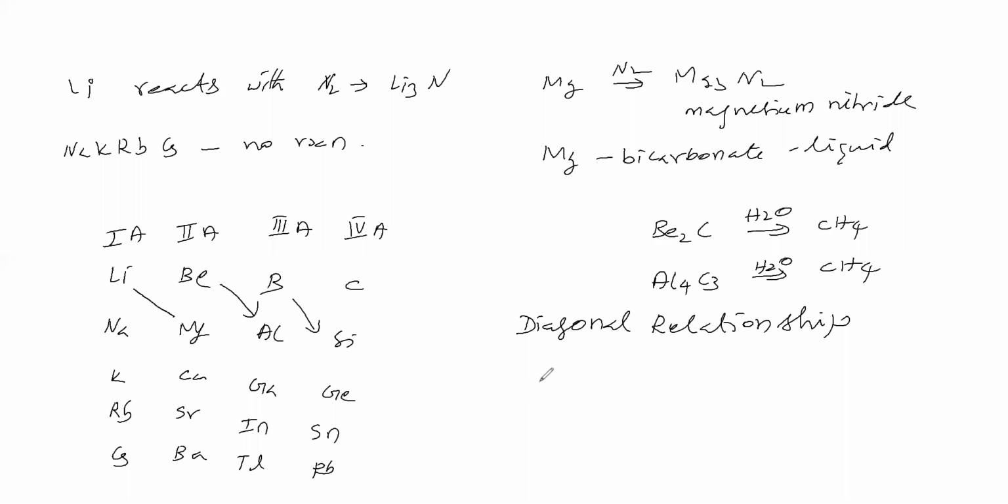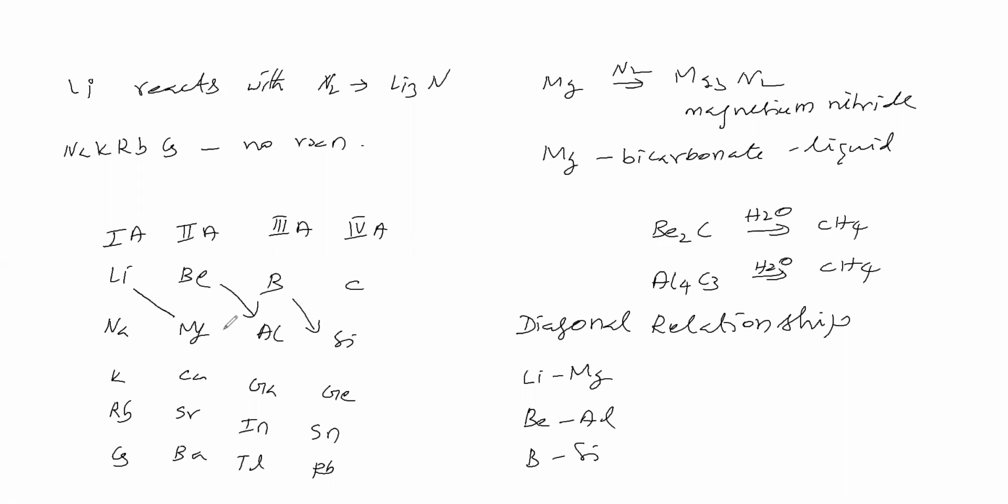So, which are the diagonal pairs? One is lithium and magnesium, next is beryllium and aluminum, next is boron and silicon. These are diagonal pairs. In the rest of the cases, diagonal pairs are there, but that is not dominant when compared to its own group. That means lithium shows more similarities with magnesium than with its own group. Like this, these three pairs. In the rest of the groups, the first element shows more similarities with its own group than with the diagonal pair.